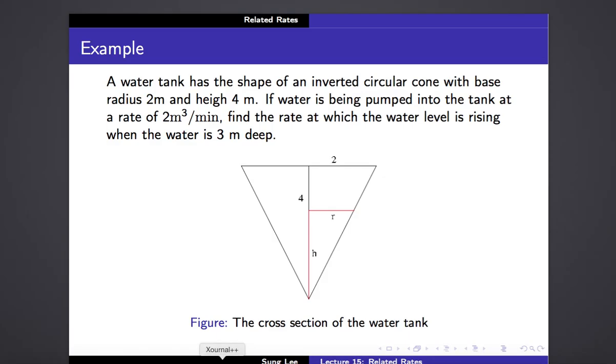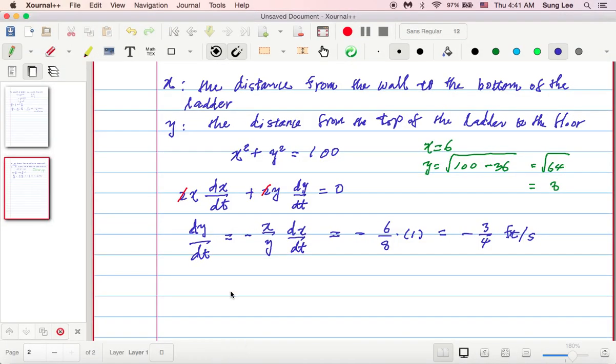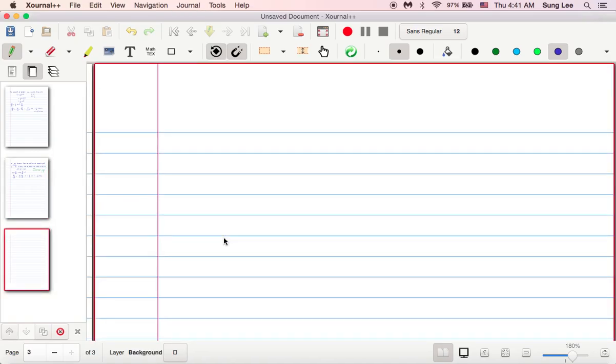Having said all these things, we are going to go to my notepad to do the work.